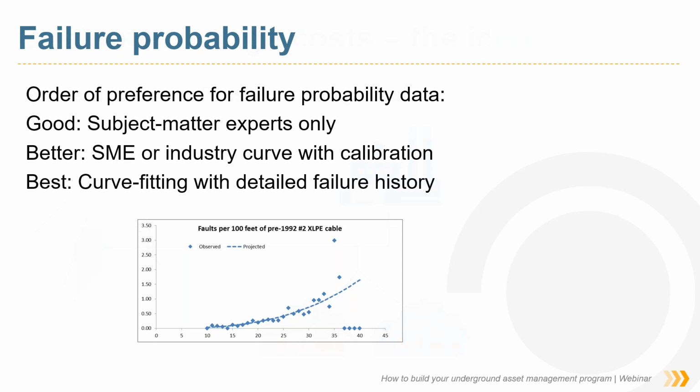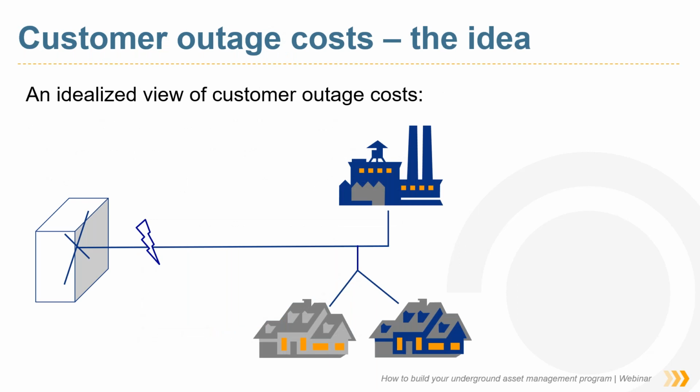Okay, the next input that we mentioned was consequences of failure. And this graph is just to give you a conceptual idea of what it is that we're trying to capture with consequences. So everybody knows about the $3,000 or $5,000 it takes to dig in and splice the cable. But if you ask yourself, when a cable fails, what am I worried about? It's not that $5,000, it's the outages. You got people out there scrambling to restore service because you're concerned about customers who have lost power. And so that's the biggest deal.